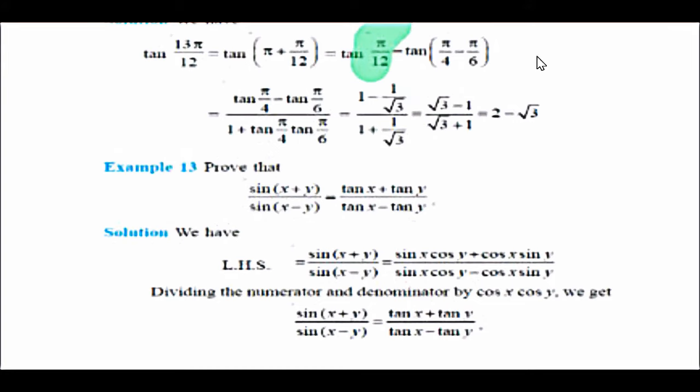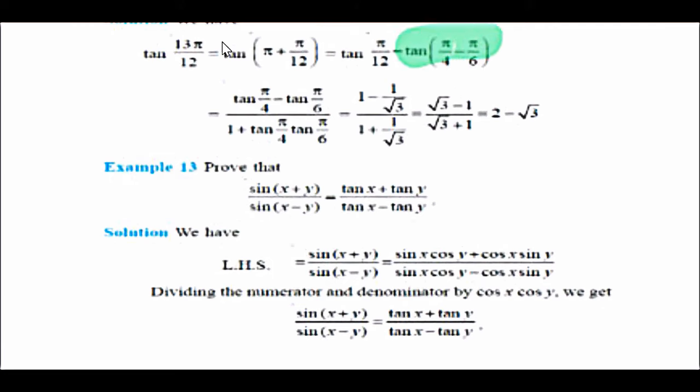Here pi is actually 180, so you can multiply by 180 by pi and you get 180 by 12. And again we are not aware of this value. We don't know what this value is. So better is to convert this again. So pi by 12 can be written as pi by 4 minus pi by 6.